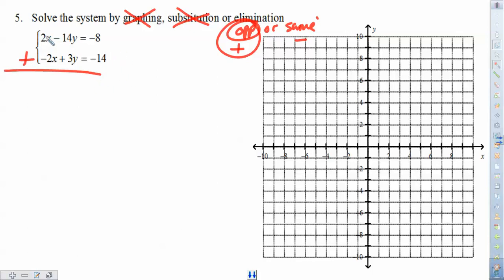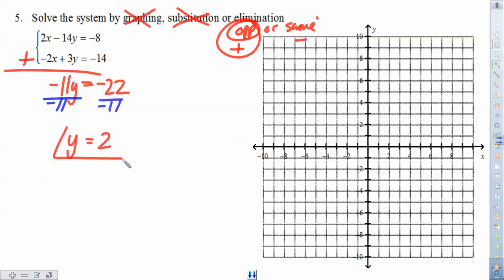So adding these together, negative 2x plus negative 2x makes 0, is what we want to eliminate. Negative 14 plus 3. That's going to be a negative 11. A negative 11y. Next, negative 8 plus a negative 14, I believe that's going to make a negative 22. So now our algebra to solve for y, if it's being multiplied by negative 11, we got to divide by a negative 11. So that leaves us with y being equal to a positive 2.